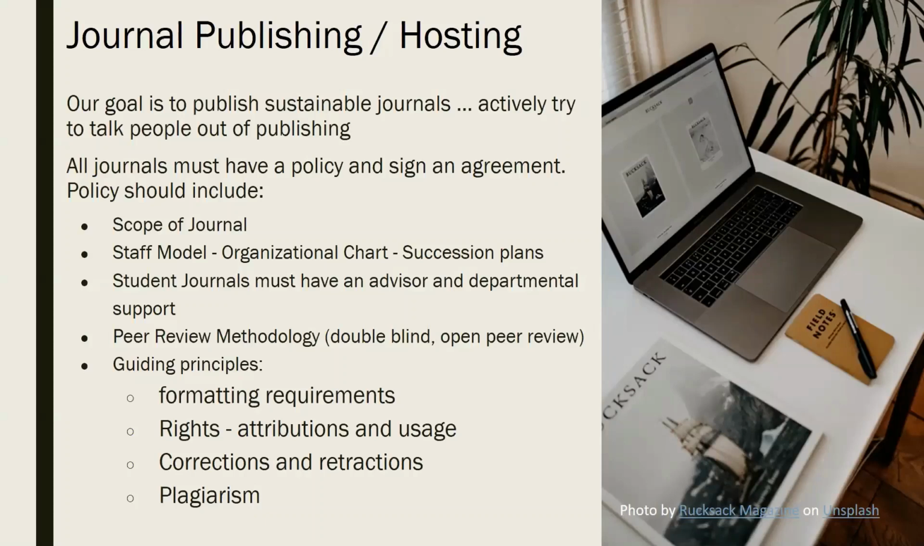So our goal is to really actively try to talk people out of publishing. This seems harsh, but as Chris said in his introduction, it took them a year before they launched. And we really want to make sure that editors have fully thought through the level of work that it takes to publish a journal. And a lot of the work actually falls on the editor's shoulders.